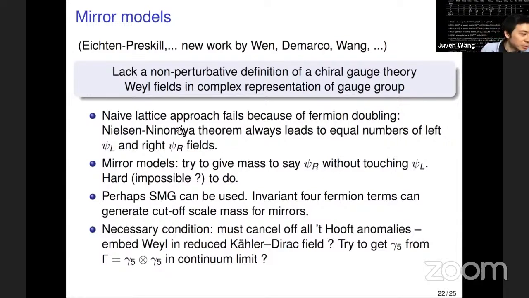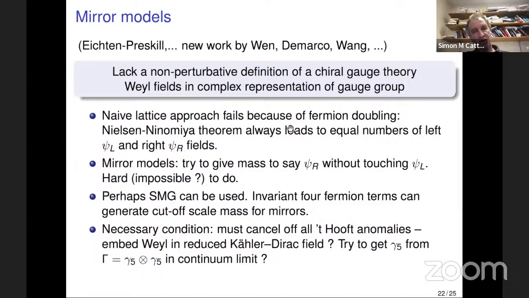So we all know the naive lattice approach to chiral fermions fails because of fermion doubling, right? Mirror models try to give masses to some of those states without touching the other ones. That's been very hard to do over the years until perhaps very recently. There's some new work by Wen, DeMarco, Yuven, and other people claiming this problem has been solved in 1+1 dimensions for certain constructions, for certain models.